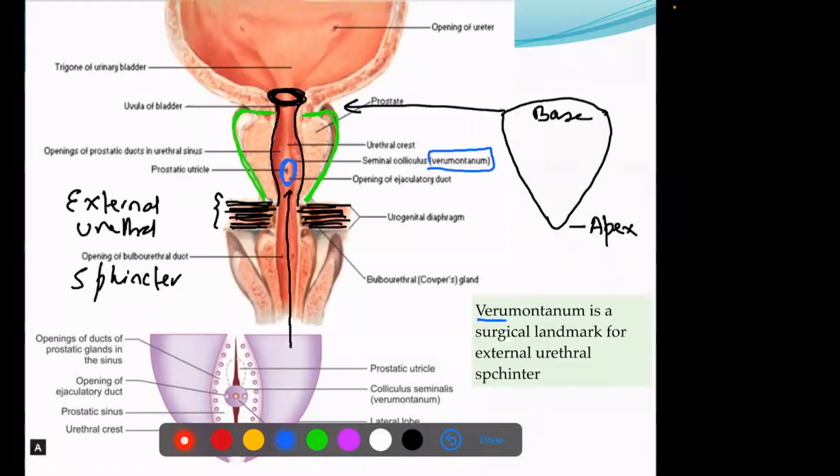Just below that, you can see there is a sphincter. We don't resect below or distal to the verumontanum. We only resect at this part. We don't disturb veru, because once you resect distal to veru, there is a very high chance of damaging the sphincter. This verumontanum is a surgical landmark to identify the external urethral sphincter.